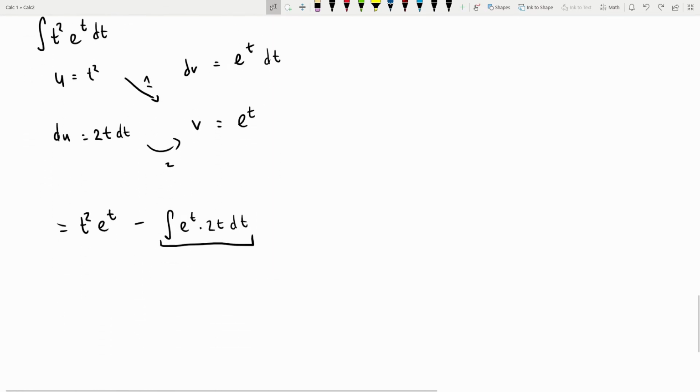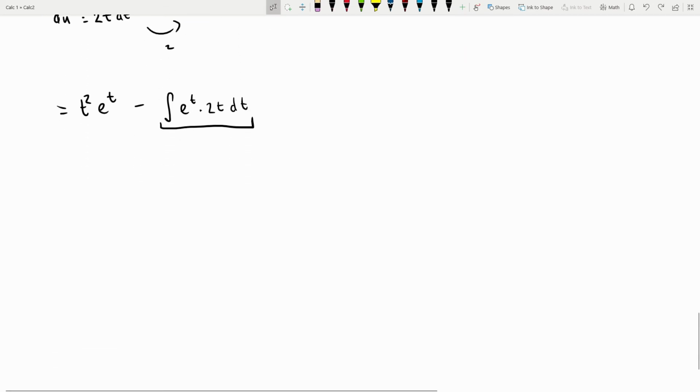But in this example, we again get 2 functions that have nothing to do with each other. So we need to apply integration by parts a second time. Now for the second time, we're only going to be solving for this integral right here, and then we plug the result in. So let's solve this integral by integration by parts. Again, we set up our u and du, and our dv and v.